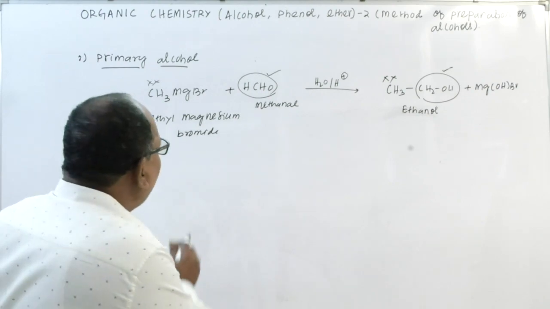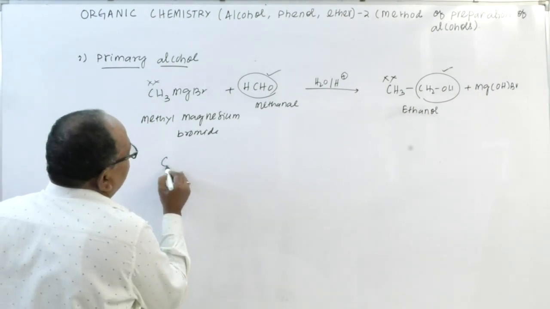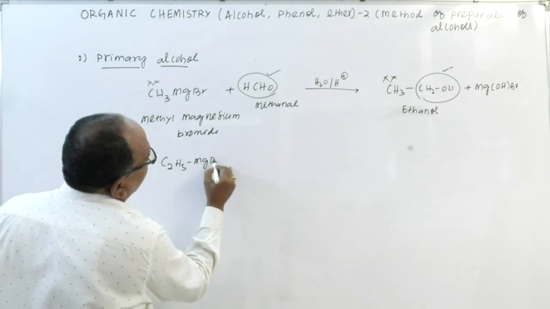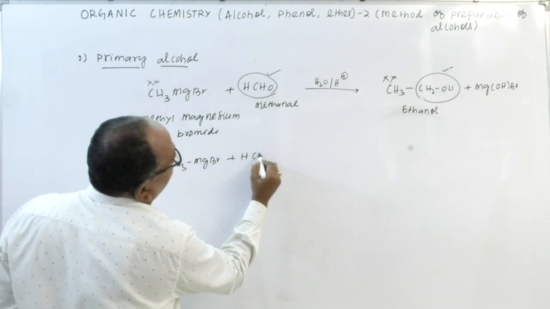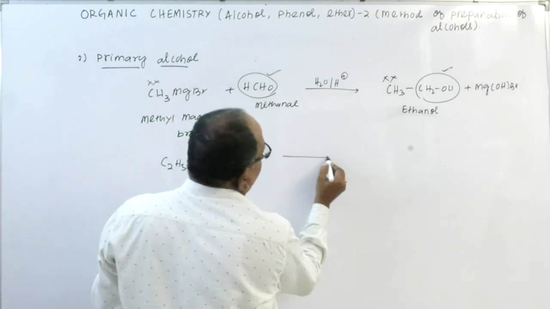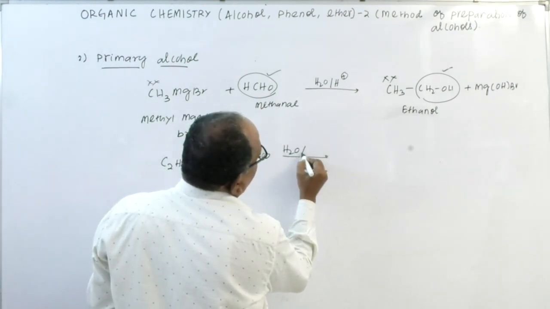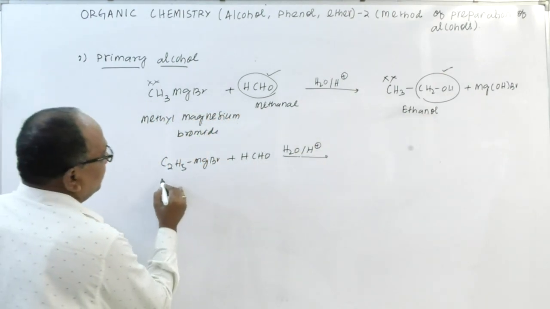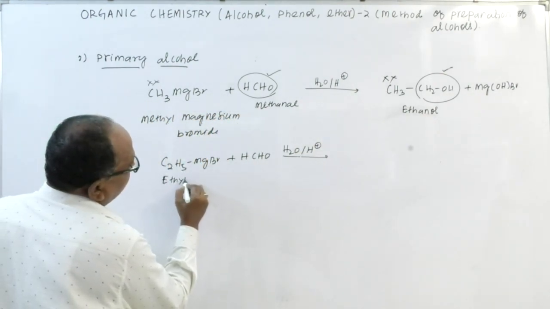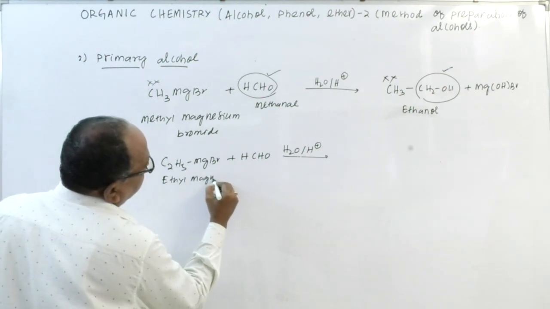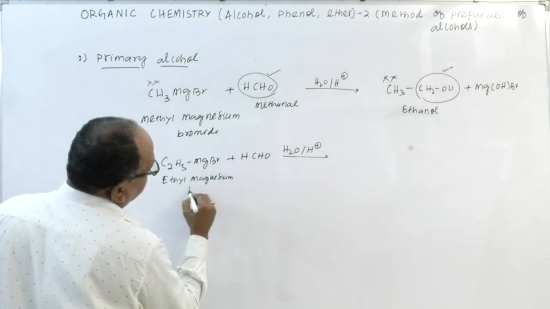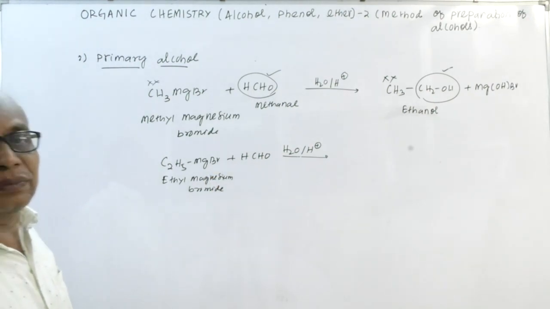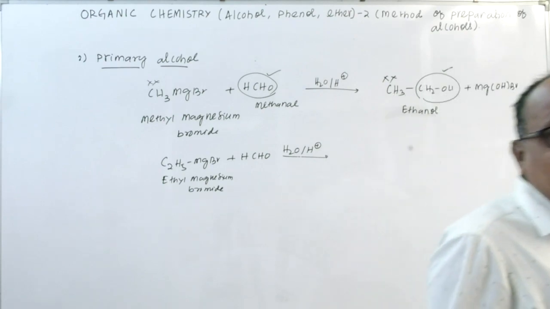Okay, students. Now I will give you another compound, suppose C2H5MgBr plus formaldehyde, which upon acidic hydrolysis... this is called ethyl magnesium bromide. Can you write what product you will get?